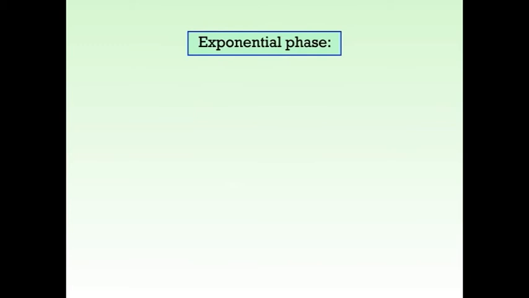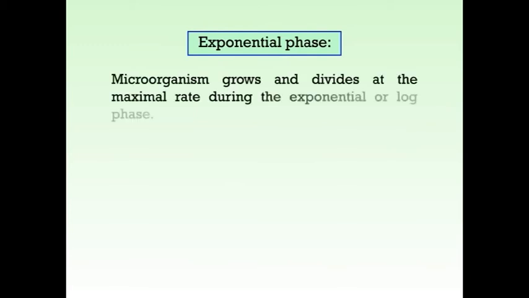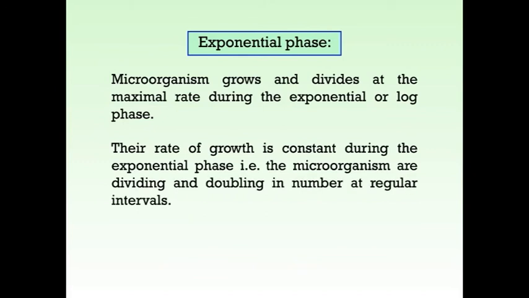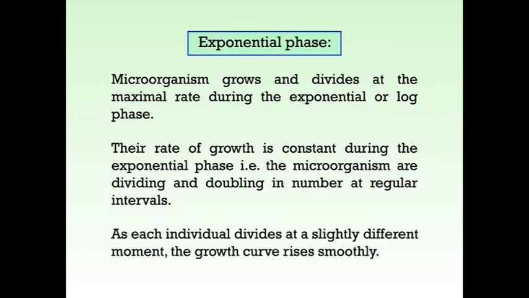So now we'll see the exponential phase. Microorganisms grow and divide at the maximal rate during the exponential or the log phase. So their rate of growth is constant during the exponential phase. That is, the microorganisms are dividing and doubling in number at regular intervals. As each individual divides at a slightly different moment, the growth curve rises smoothly.